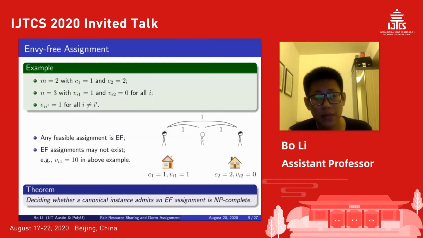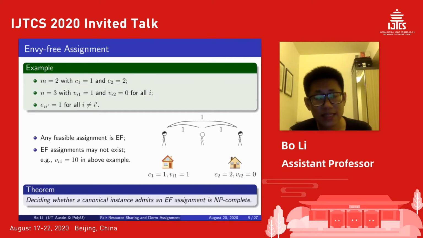Let's see an example. So in our example, there are two resources, and the first resource has capacity 1. The second resource has capacity 2. And we have 3 agents. For simplicity, let's assume all the 3 agents have identical valuations. So all of them have value 1 for the first resource and value 0 for the second resource. And the external values are all 1. So as long as one agent shares a resource with some other agent, her utility gain is 1.